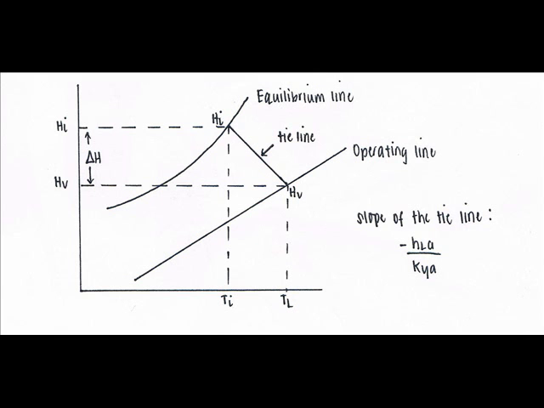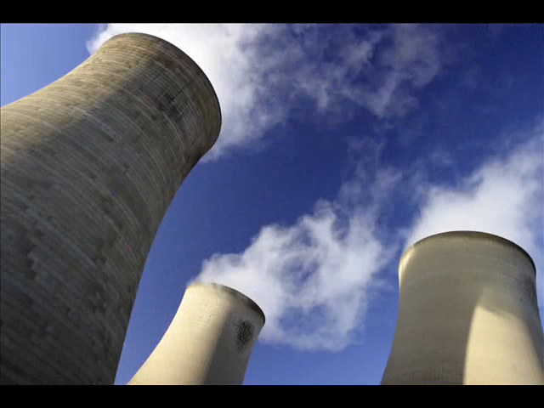For instance, we have this graph. Take note that for a cooling tower, the equilibrium line is always above the operating line. The line connecting the equilibrium line and the operating line is the line with slope equal to negative hL a over kY a.